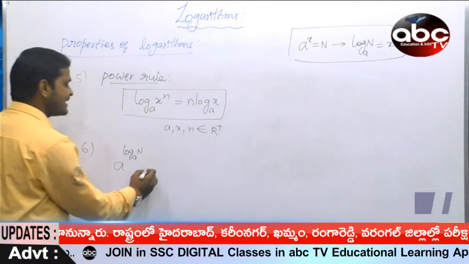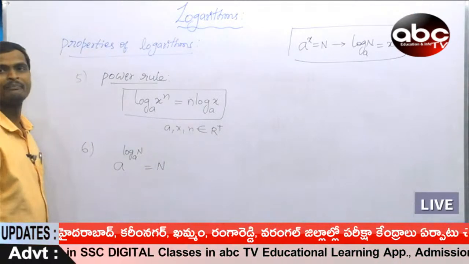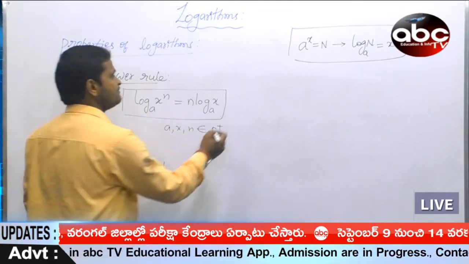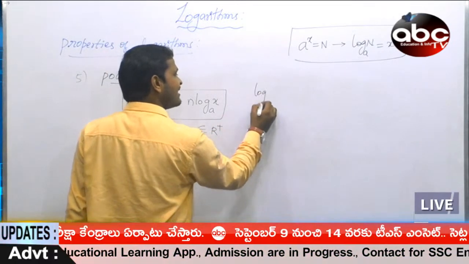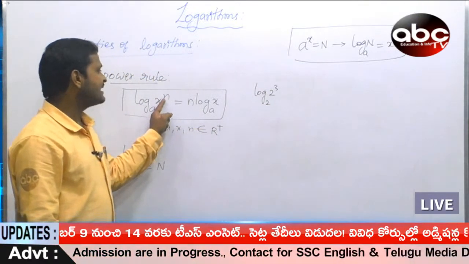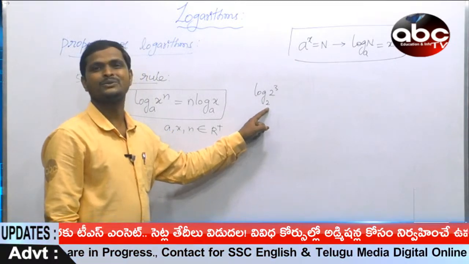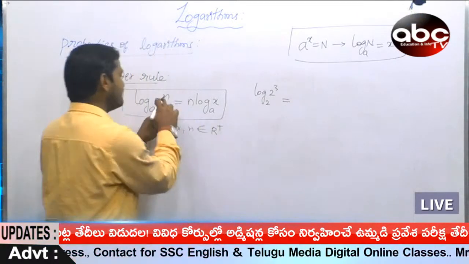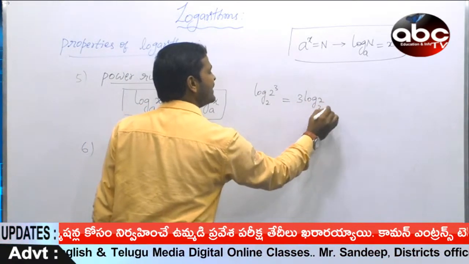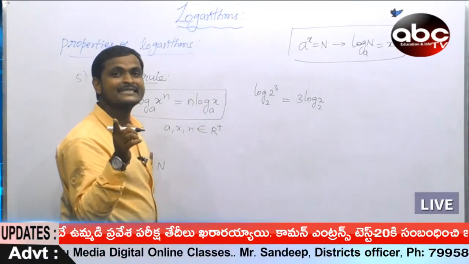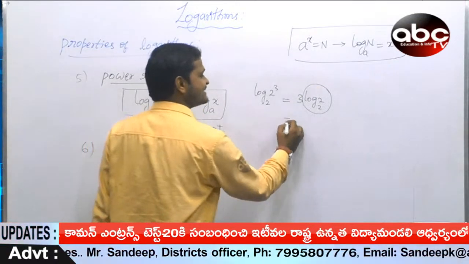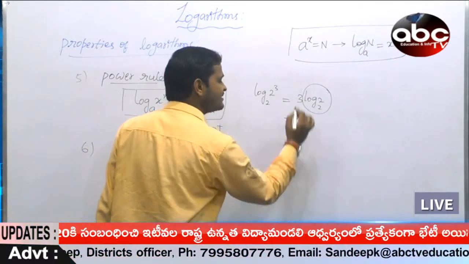Then next property is a power log a, any number n, here a power log, then we get the answer n. For example, take an example of the power rule. You can take log 2 power 3 base 2. Apply here log x power n base 2. Then you can write n into, in place of n here, 3. Then 3 into log 2 base 2. Already you know, students, what is our second property? Log 2 base 2, what is the answer? 1. Right.